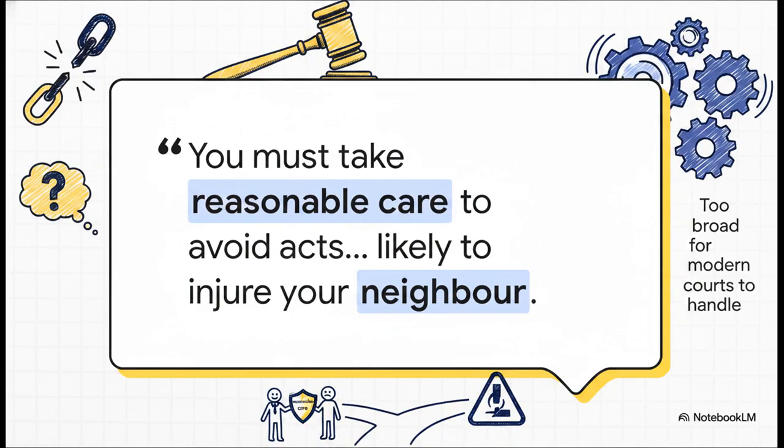And that question led to this, the absolute granddaddy of negligence rules. Lord Atkin laid it down: you must take reasonable care to avoid acts or omissions which you can reasonably foresee would be likely to injure your neighbor. It was a massive breakthrough at the time. But, as we're going to see, it actually proved to be a little too broad for modern courts to handle.